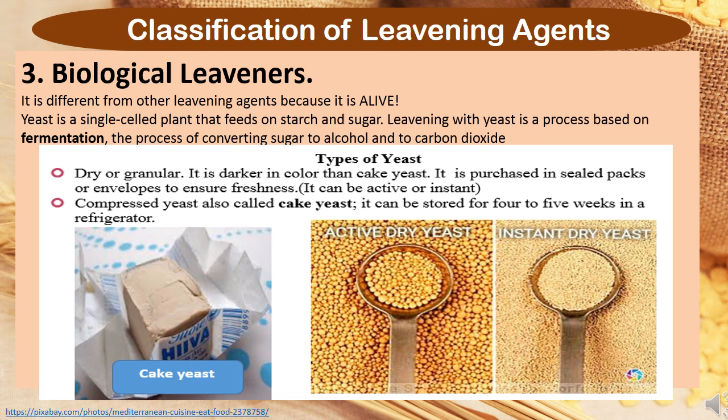Another classification of leavening agents is the biological leaveners. It is different from other leavening agents because it is alive. Yeast is a single-celled plant that feeds on starch and sugar. Leavening with yeast is a process based on fermentation, the process of converting sugar to alcohol and carbon dioxide. There are two types of yeast, the dry or granular and the compressed yeast.